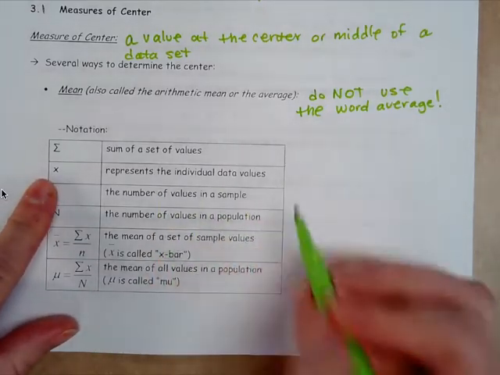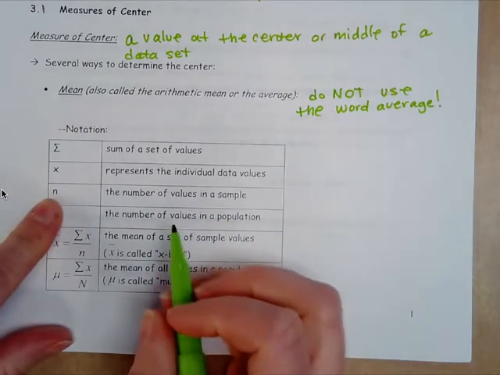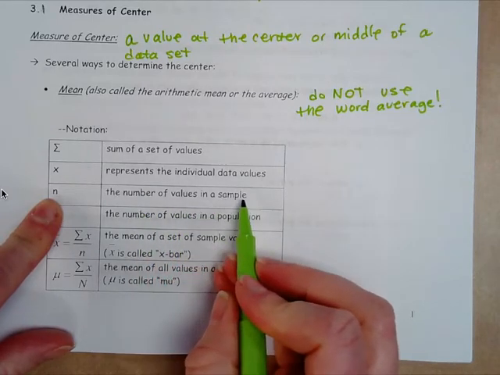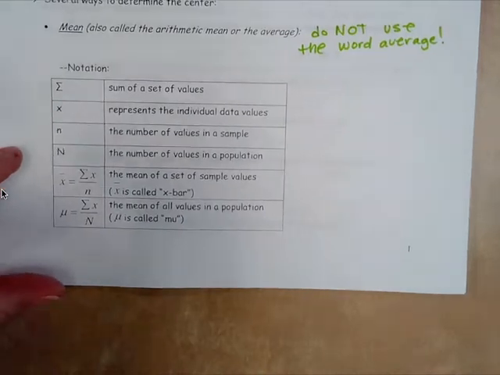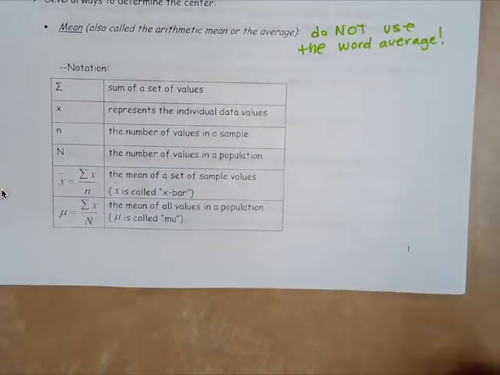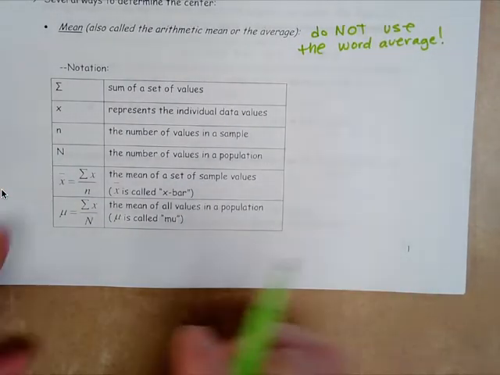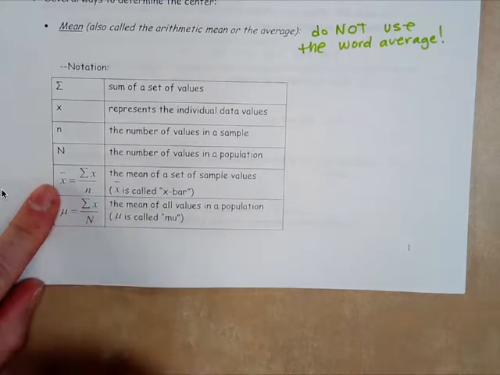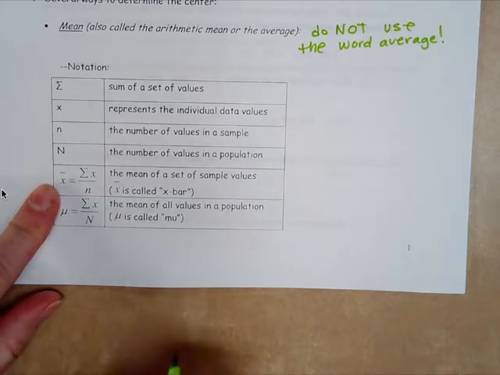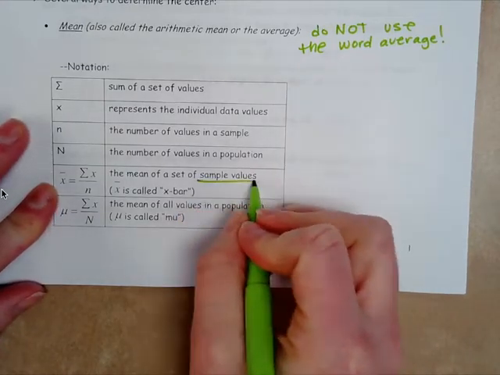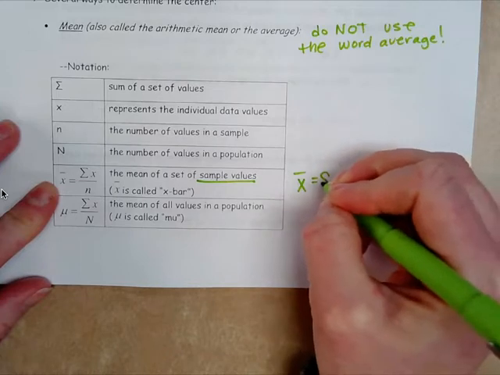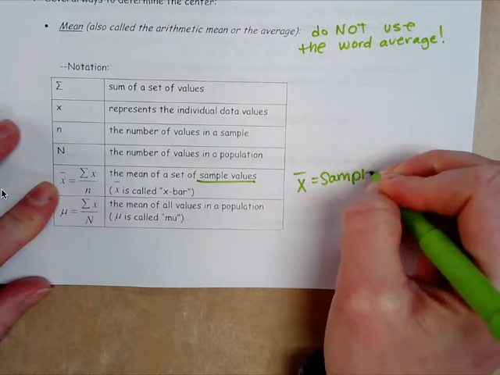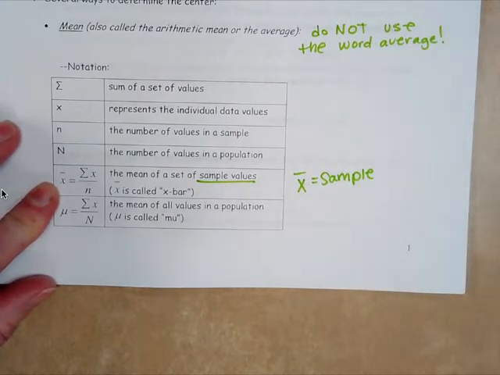x represents an individual data value. n represents the number of values in the sample. So that's your number of values. Big N, uppercase, is your population values. And then this is called x bar, the mean of a set of sample values. So x bar equals the sample mean. We're going to use notation instead of writing mean equals.